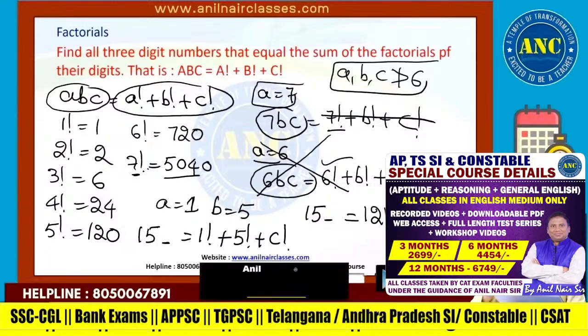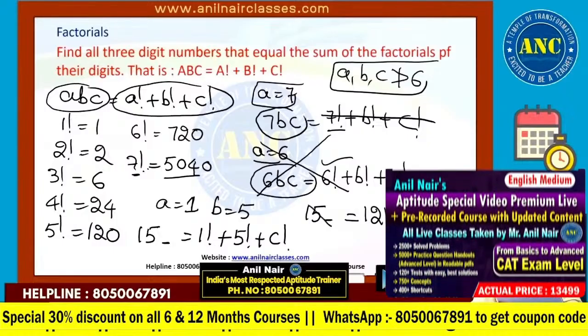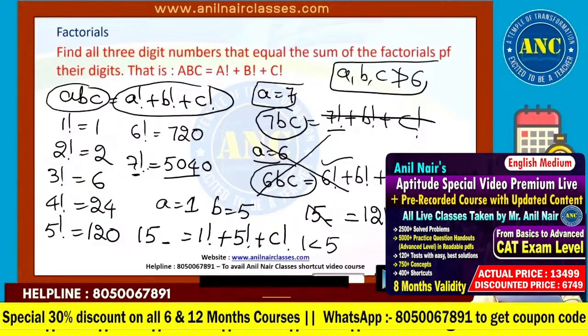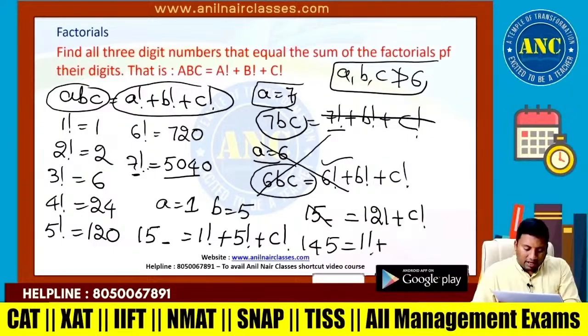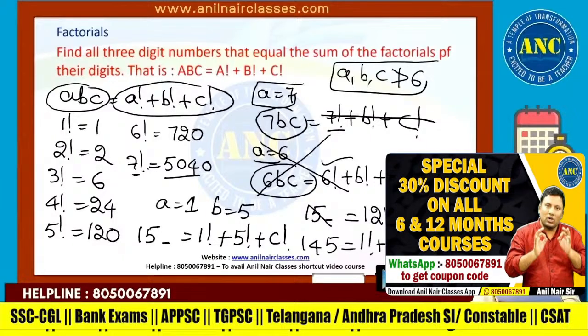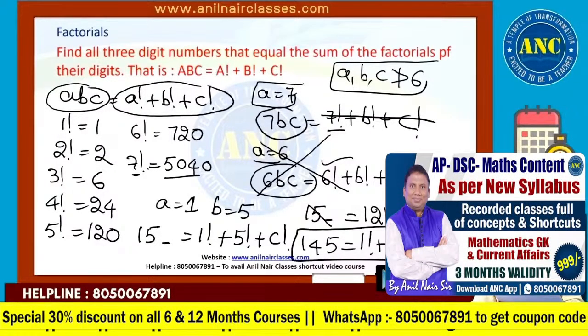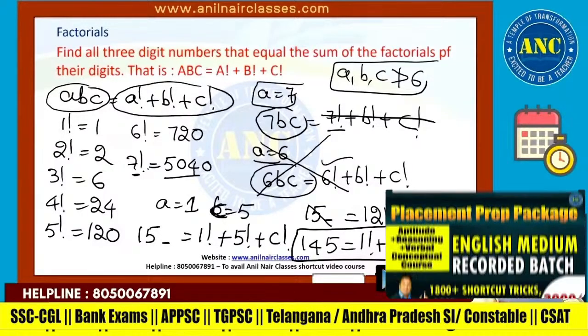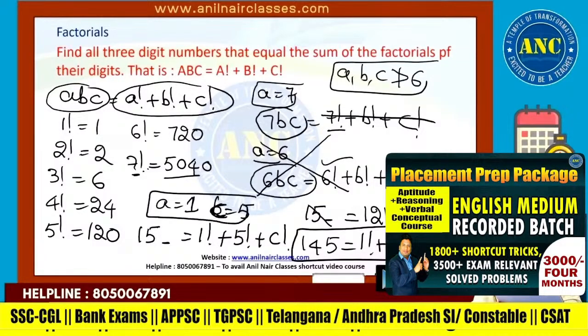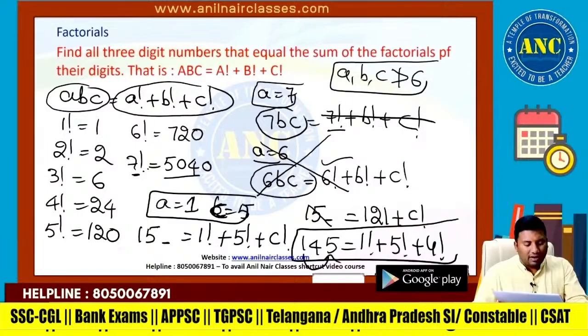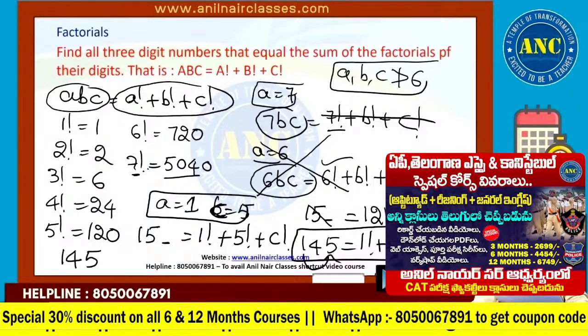So I think 145. So if I alter the digits, this is nothing but 1 factorial plus 5 factorial plus 4 factorial. You can change the digits. So instead of b value 5, this is nothing but c value 5, A1C5. So the value that we got is 155.